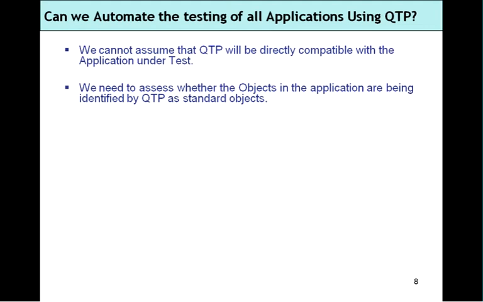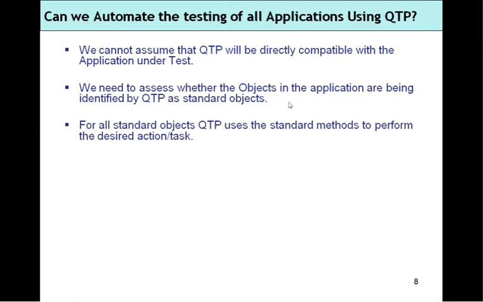You go for QTP, you go for Selenium, you go for any other tool. Before implementing that in the industry, we have to make sure that my tool is capable of automating my application or not. That we need to identify. Based on that only, the industry goes for tool selection. We need to assess whether objects in the application are being identified by QTP as standard objects.